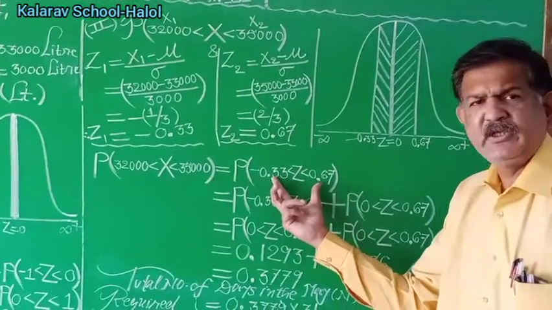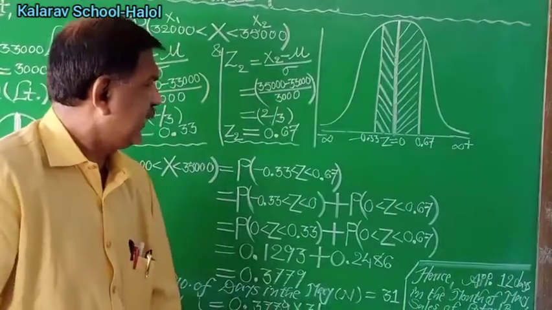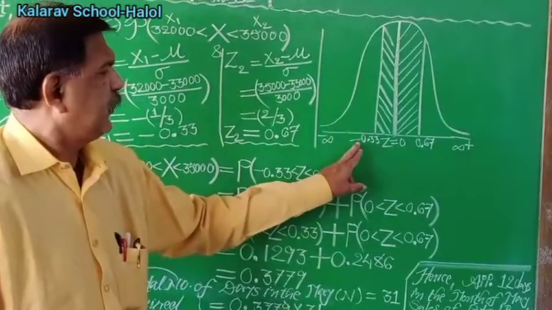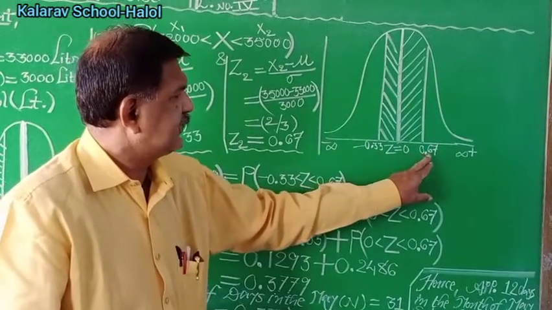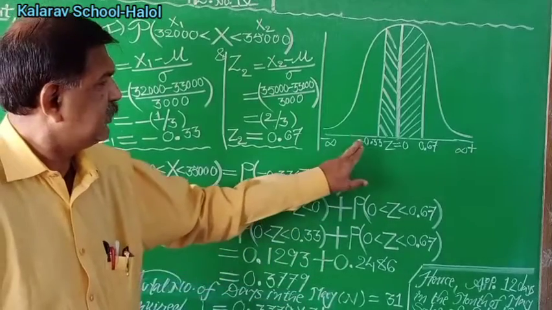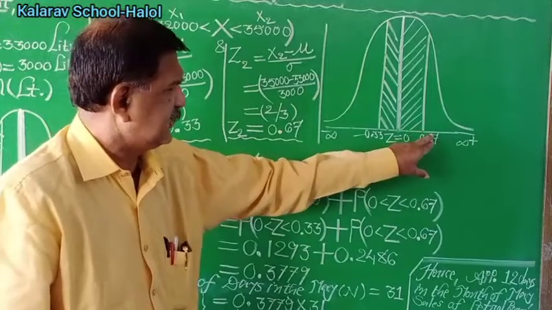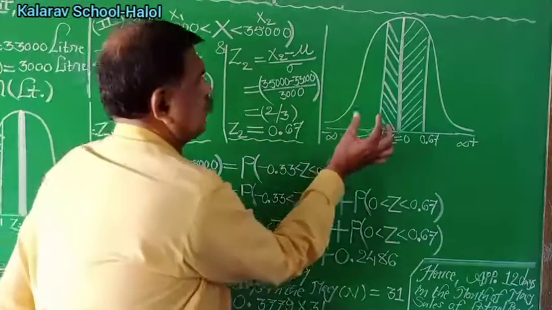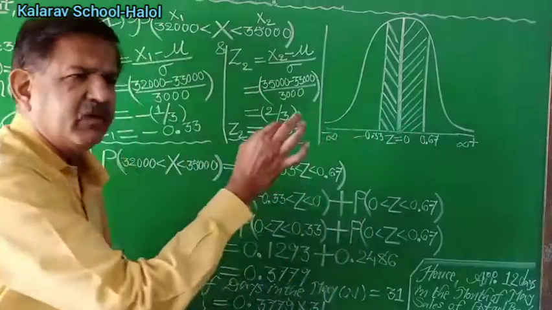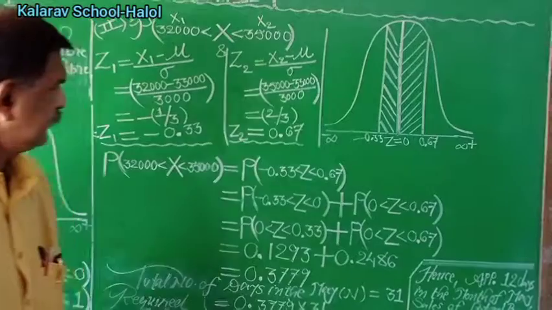How to interpret this area? How to show this area in the diagram? This diagram will show the required region, from minus 0.33 to 0.67. How to calculate this? From minus 0.33 to 0, and then from 0 to 0.67. If you add these areas, then the total area is the required probability. Then we have to convert into number of the days.